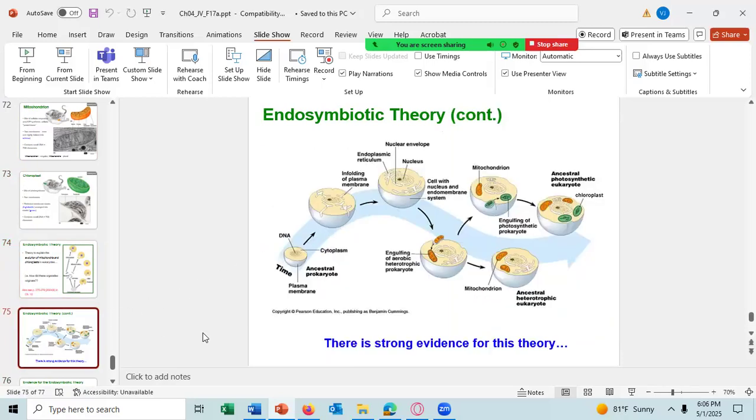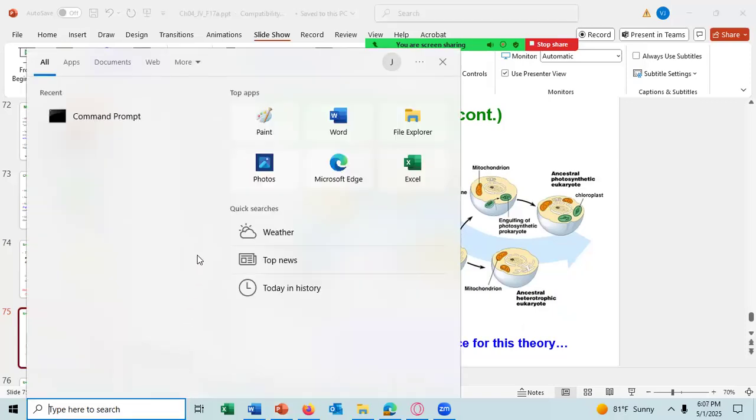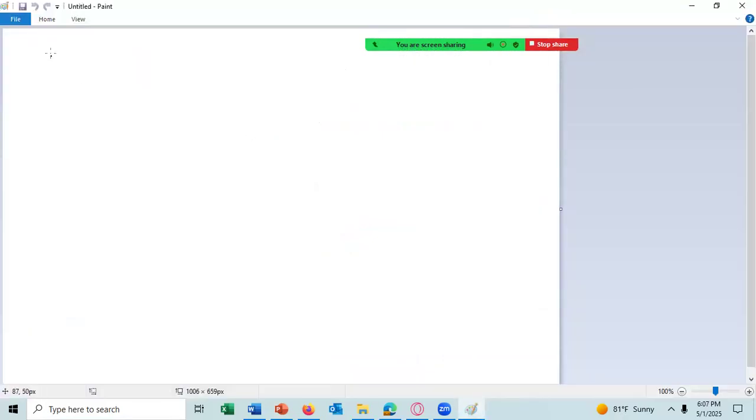The theory states that a long time ago, we had an ancestral prokaryote cell and an ancestor eukaryote cell that we'll call the proto-eukaryote. And the proto-eukaryote engulfed a ancestor cell. Let me start drawing this now. So here we have the proto-eukaryote. I'm just going to go P E for proto-eukaryote.